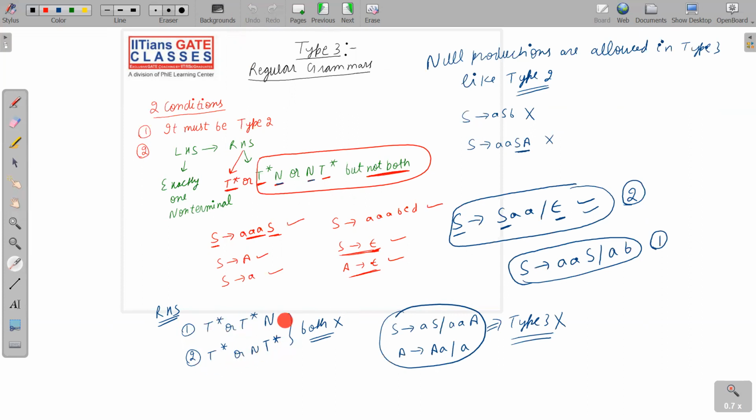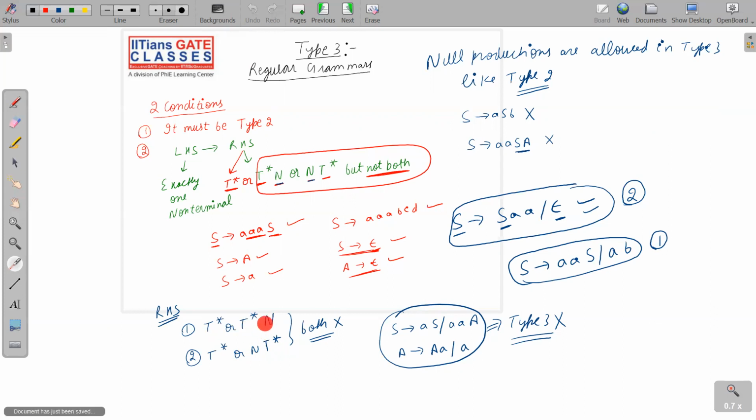Okay, so I think I forgot one word. See, this is what the grammar is. You can say non-terminal in the extreme right, so this is right linear, and here non-terminal in the extreme left, so this is left linear. So type 3 grammar is either left linear or right linear. I hope I have made the point clear.